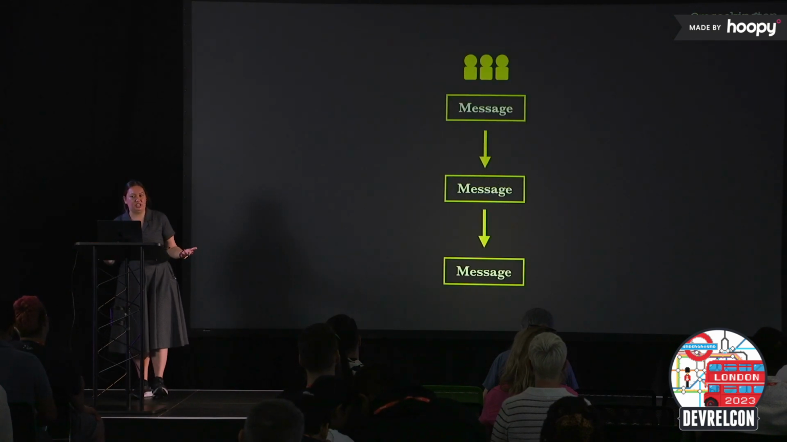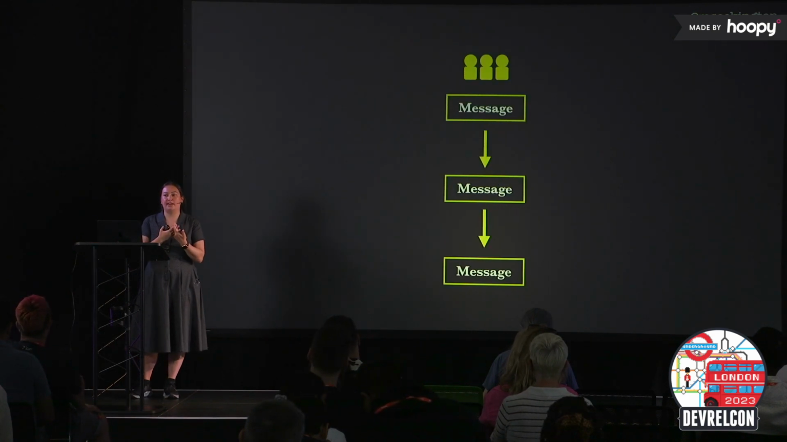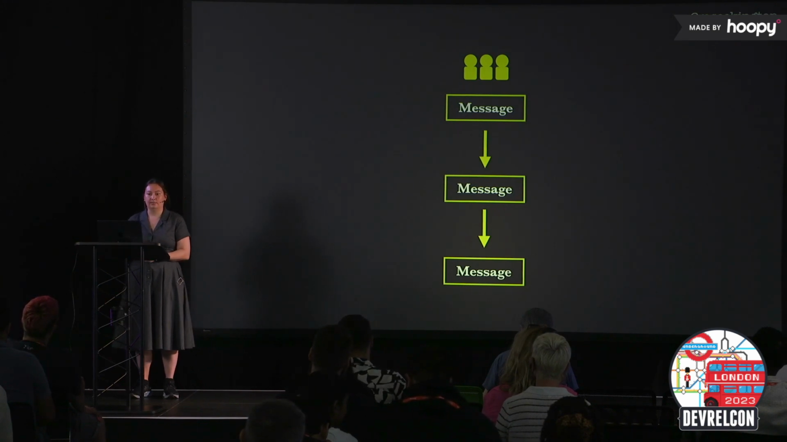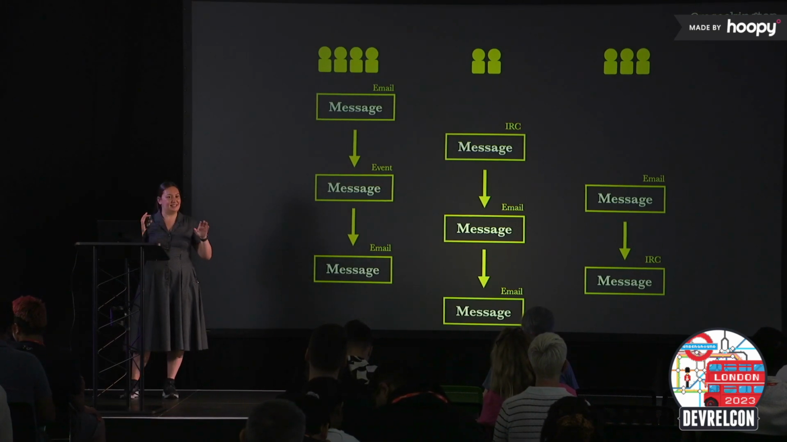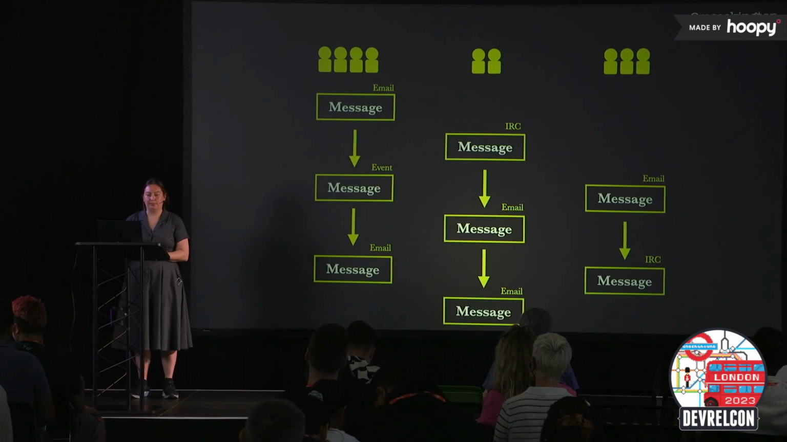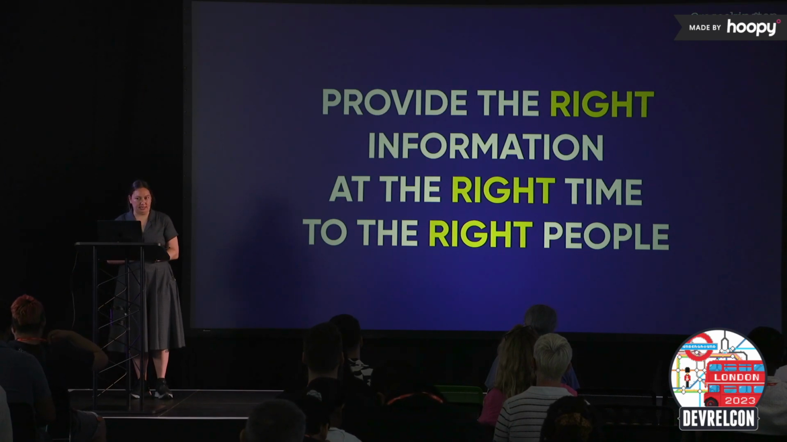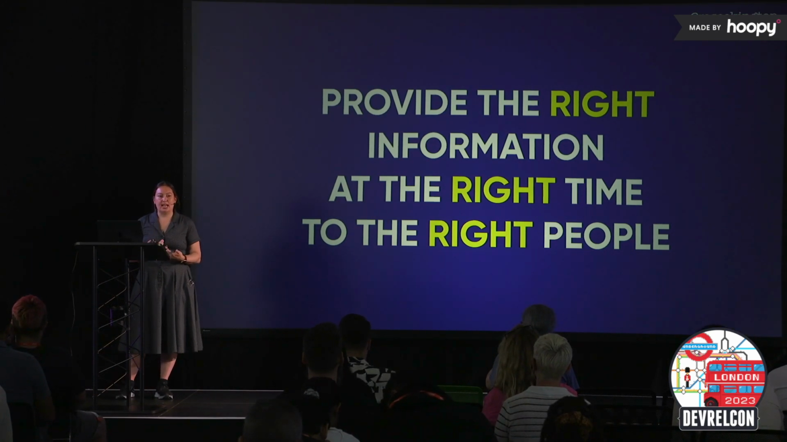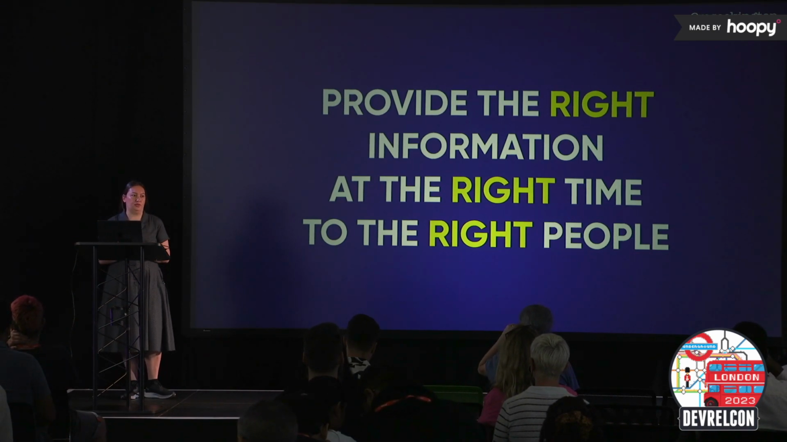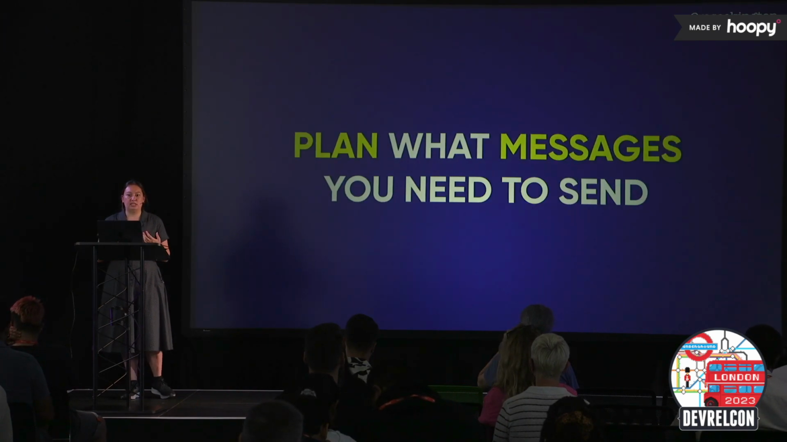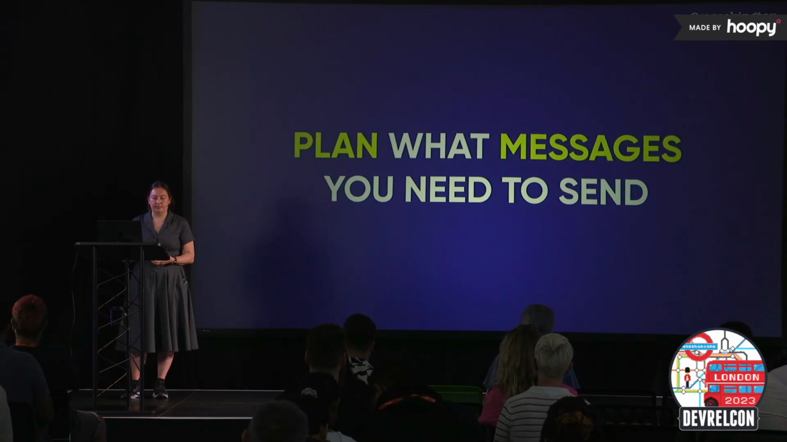Or maybe it's about multiple messages planned out over a set piece of time, delivering different time-sensitive information. Or maybe it's about all of these different things combined, making it a lot more complex and messy to follow. So think about what type of complexity do you have? How does it apply to your specific context? And then within that complexity, it's all about providing the right information at the right time to the right people. So understand how you want to design the flow of information. So this means planning what messages you need to send.